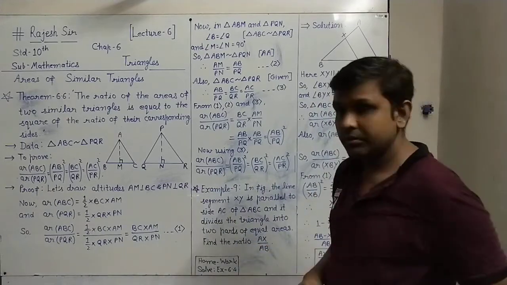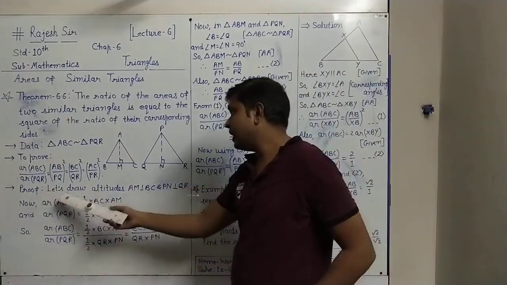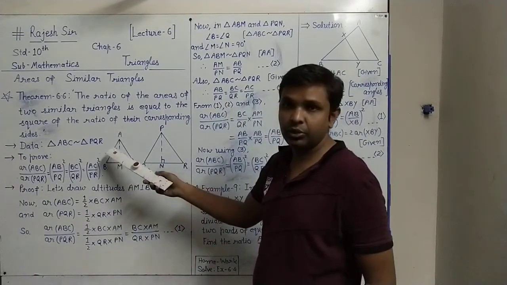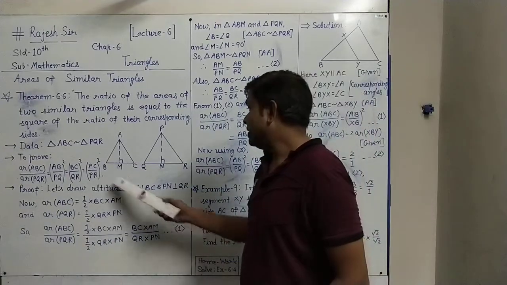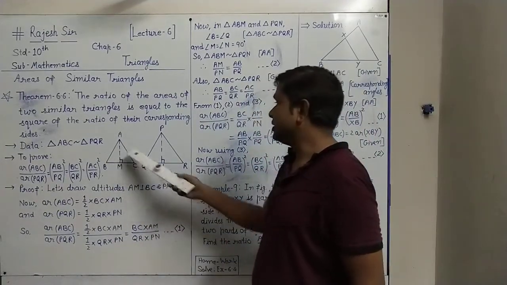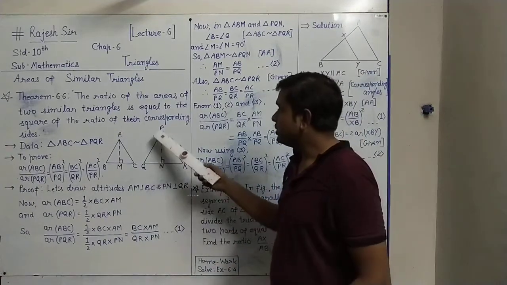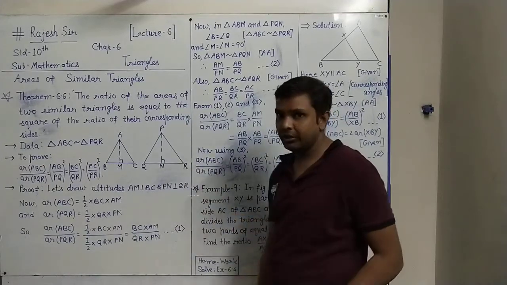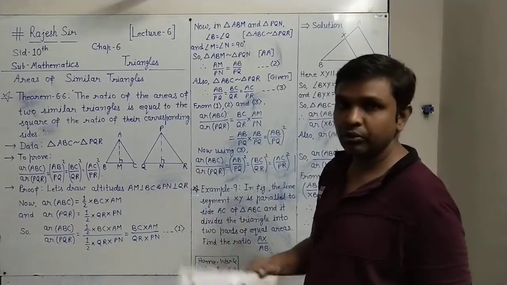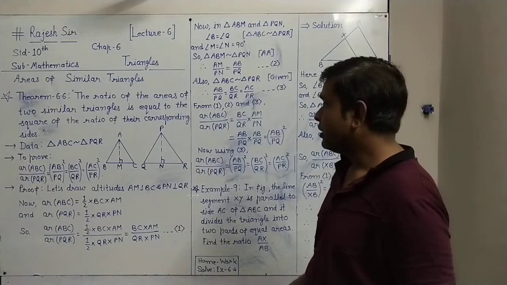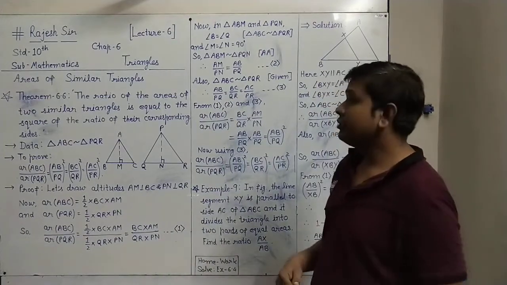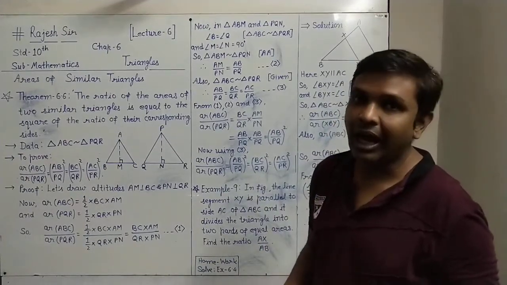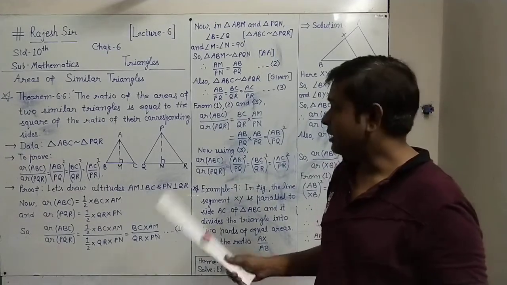We will prove this. To prove, we start by drawing altitudes. AM is the altitude drawn, shown by a broken line, on BC. So AM is perpendicular to BC in triangle ABC, and in triangle PQR the altitude PN is drawn on QR. So PN is perpendicular to QR. That way we have drawn two altitudes in two similar triangles. Now, as you know from the last lecture and earlier classes, area of a triangle equals half into base into altitude. That we will use here.